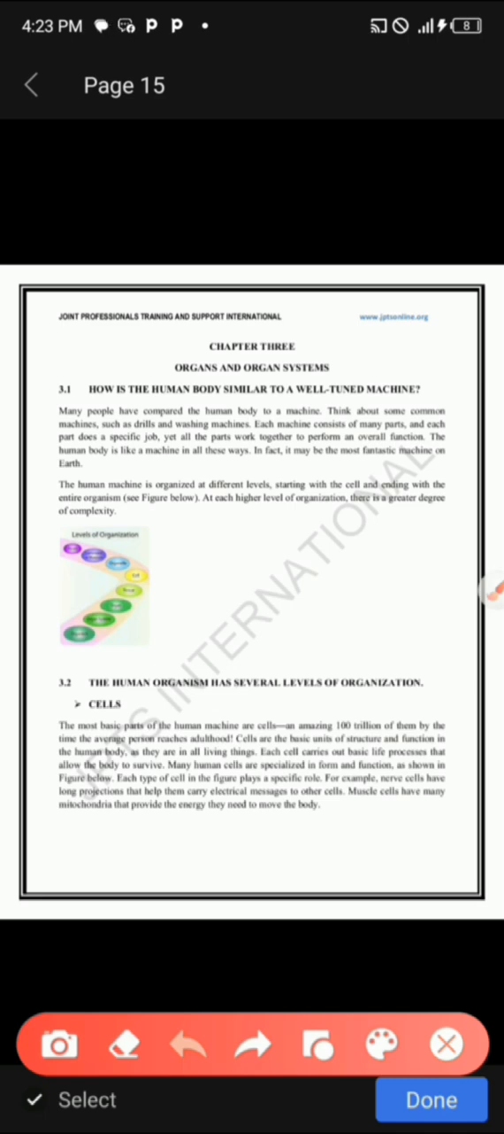Each machine consists of many parts. The same thing with the human body, like the teeth. You can use your teeth to grind the food that you chew. There is the mechanical digestive system and the chemical digestive system, right? After the mechanical digestive system, you swallow it. Saliva will push it down.